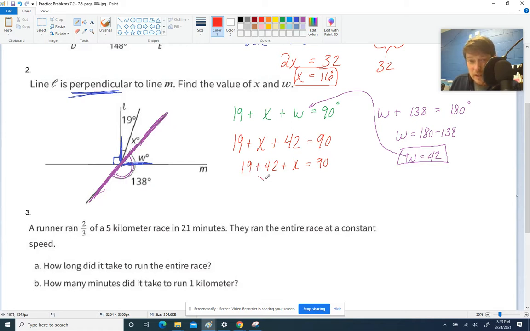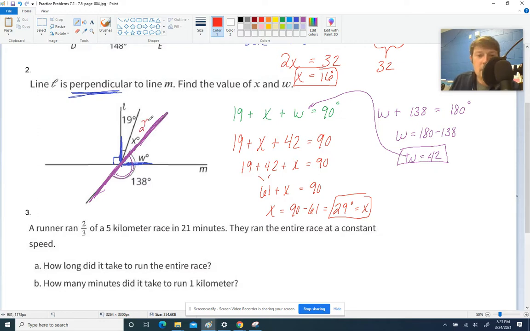Let me double check that in my brain. 61 plus x. Yes, that makes sense. Equals 90. And then to find out what x is, I need to subtract 90, the total, minus 61. Count up. 9 gets me to 70. 20 more, 29 degrees. So x is equal to 29 degrees, and w is equal to 42.